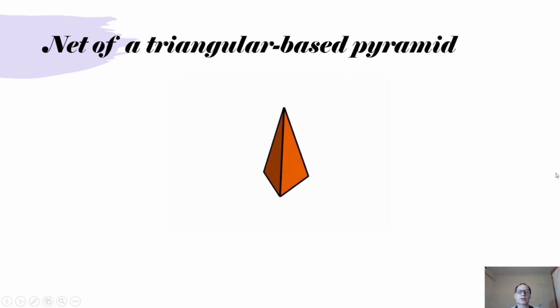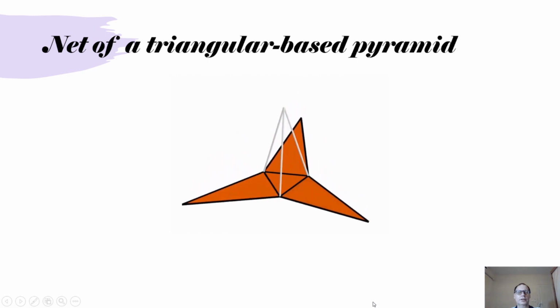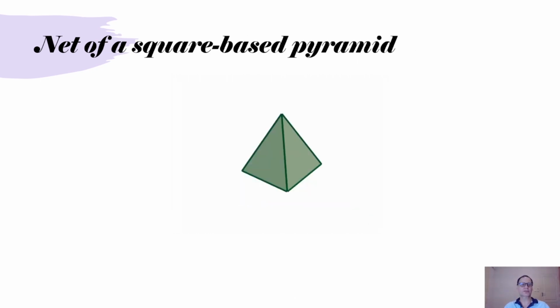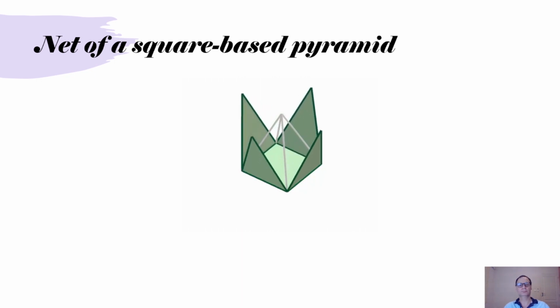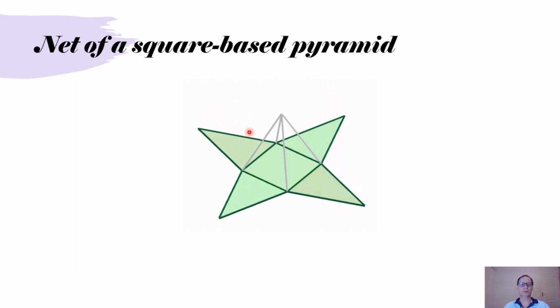This is a net of a triangular base pyramid. We can see that there are 3 large triangles around the outside. They're the lateral faces. And there's 1 smaller triangle, which is the base in the middle. This is the net of a square-based pyramid. Again, we have 4 triangles on the outside that are the lateral faces, and the central part is a square.